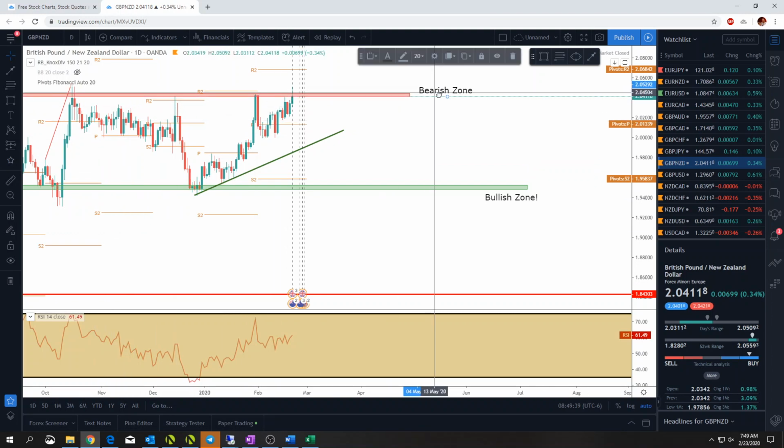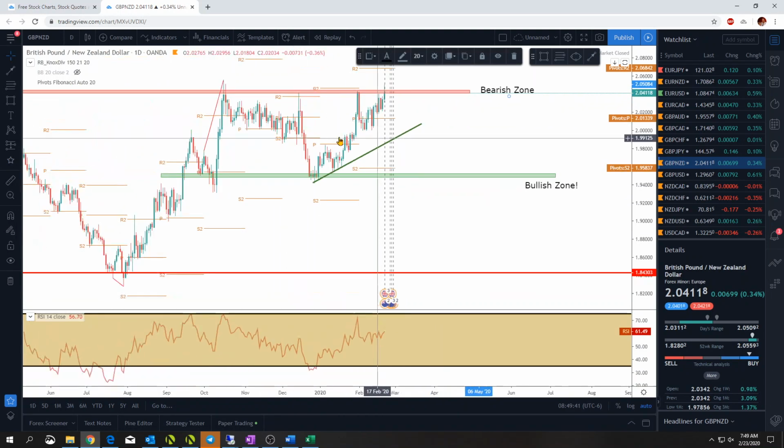I'm right in our bearish area. We did break this a little bit and it came back down. So this is one I want to watch right out of the gate.